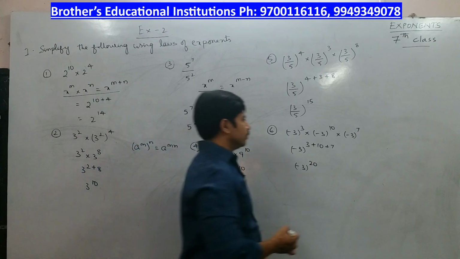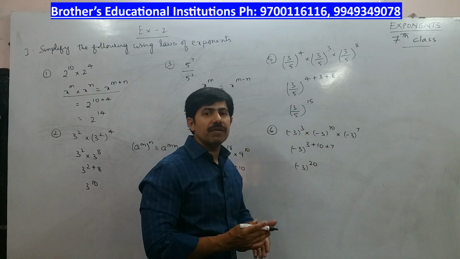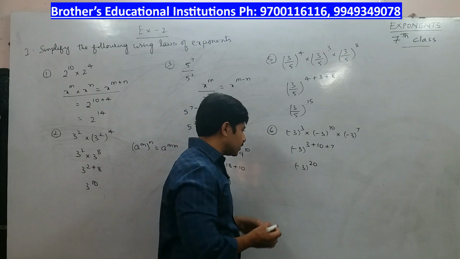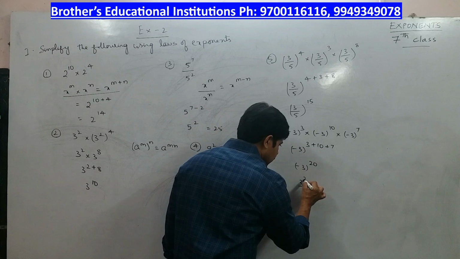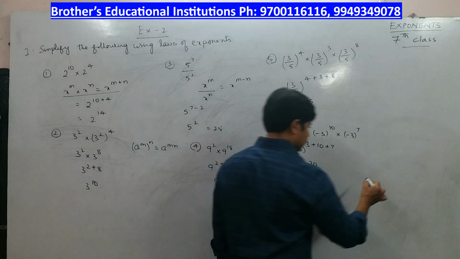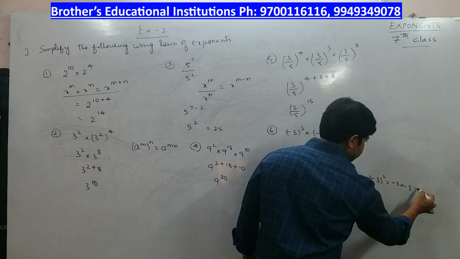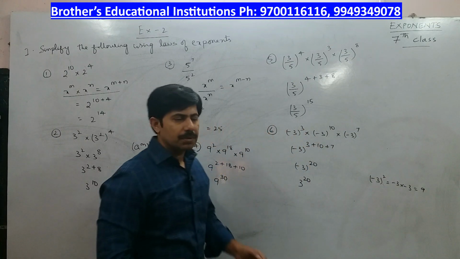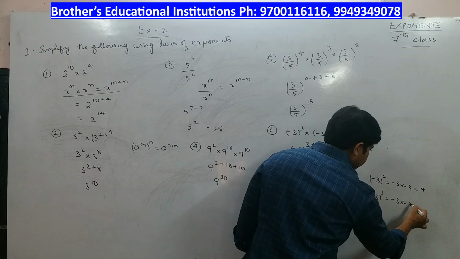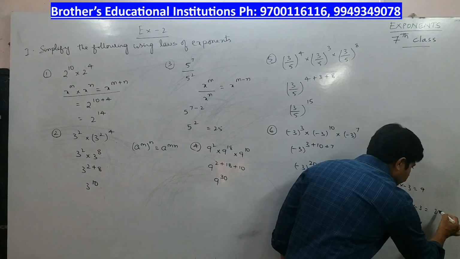Remember one thing, see here what is the power we have? The power is even. Whenever we have an even power, we can eliminate the minus sign. That means you can write minus 3 power 20 as 3 to the power of 20. Why we have to write? The reason is, for example, you take minus 3 square, it is minus 3 into minus 3, answer is 9. Suppose if you take minus 3 cube, minus 3 into minus 3 into minus 3. Okay, 3 3s are 9, 9 3s are 27.